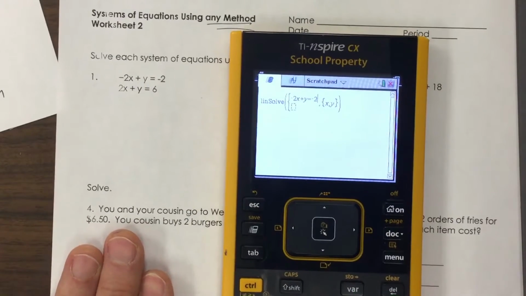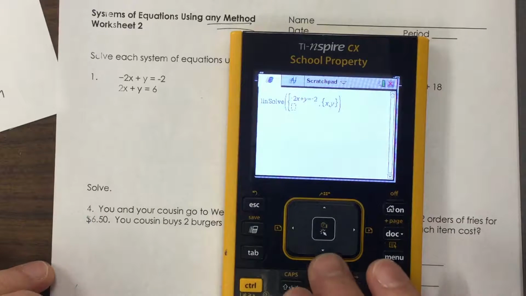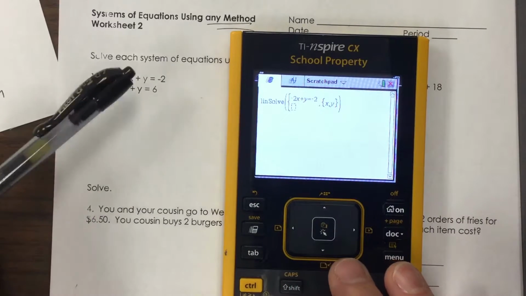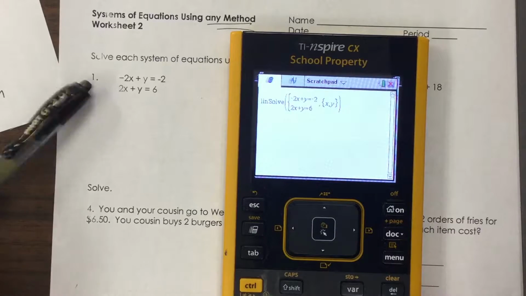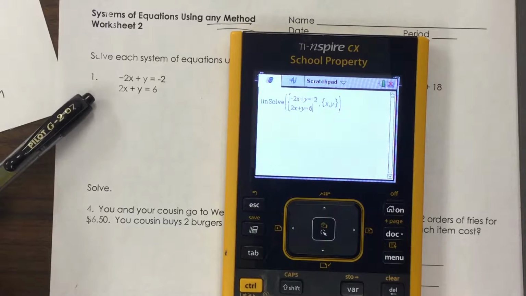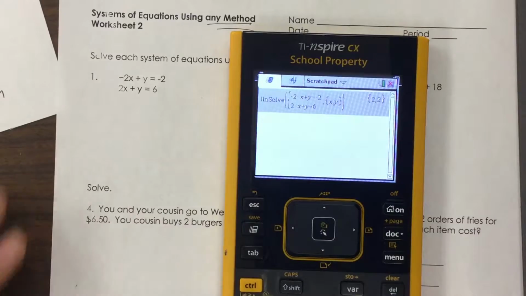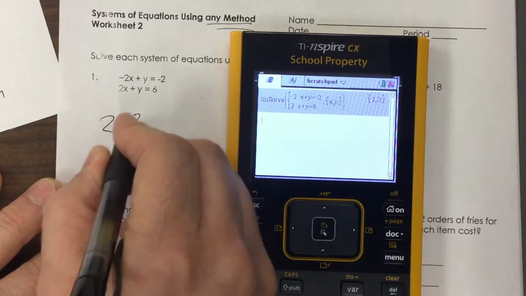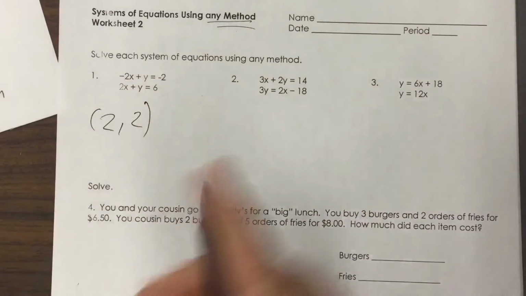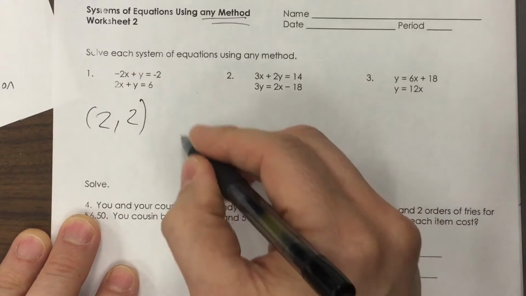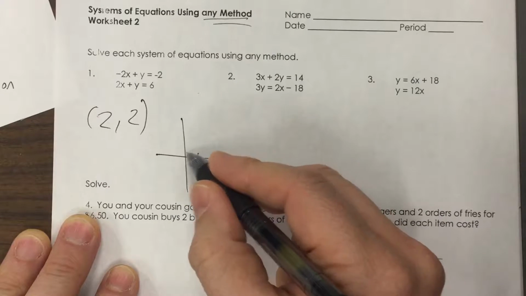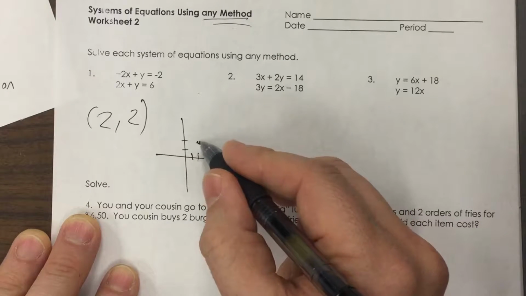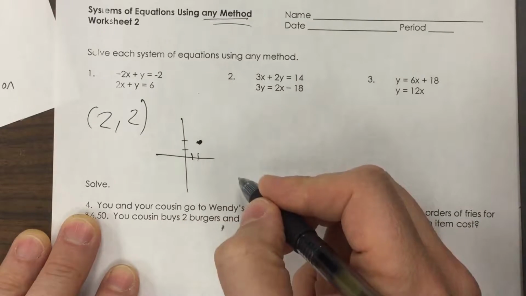Very important. Okay, now that I've put the first one in, I arrow down and I put in 2x plus y equals 6. It's that easy. Once you put them both in, you press enter. The solution is 2, 2. That means on a graph, whatever these lines look like, they're going to cross at 2 counts to the right and 2 counts up. That is the point where the two lines cross.